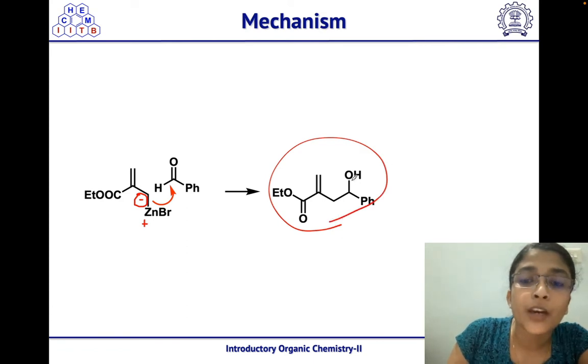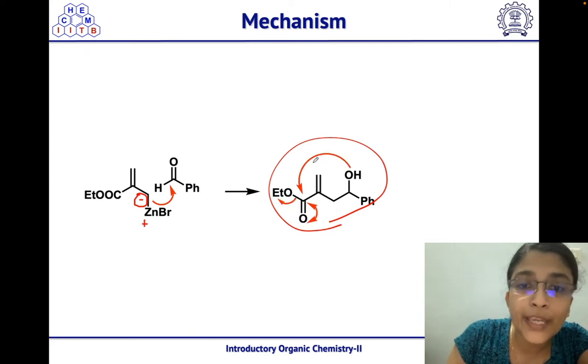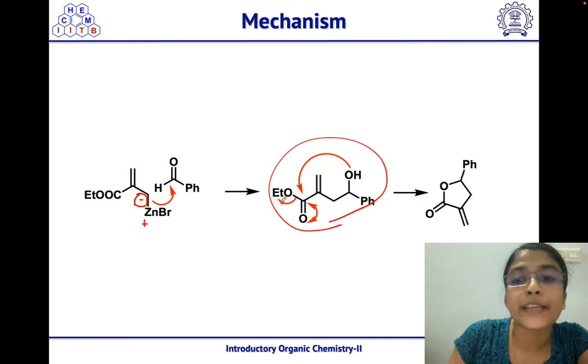Okay. Now here we have a hydroxyl group and here we have an ester. So this hydroxyl group can add on to this ester. So this carbon-oxygen double bond will break. Then once it is coming back, this OEt moiety will eliminate as it is a good leaving group and we will get this species. Is this clear?